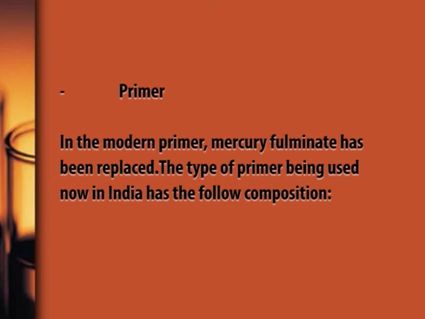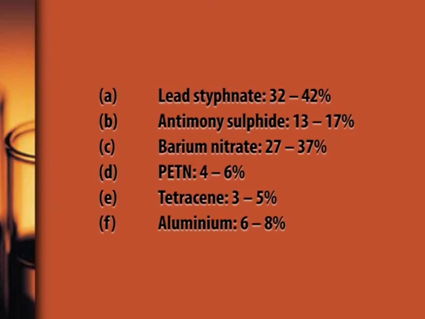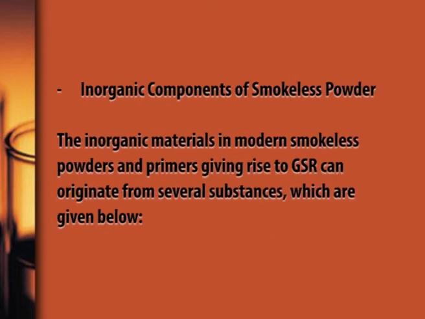In the modern primer, mercury fulminate has been replaced. The type of primer being used now in India has the composition of lead styphnate 30 to 42%, antimony sulphide 13 to 17%, barium nitrate 27 to 37%, PETN 4 to 6%, tetracene 3 to 5%, and aluminum 6 to 8%. Now, next in GSR we have the inorganic components of a smokeless powder.